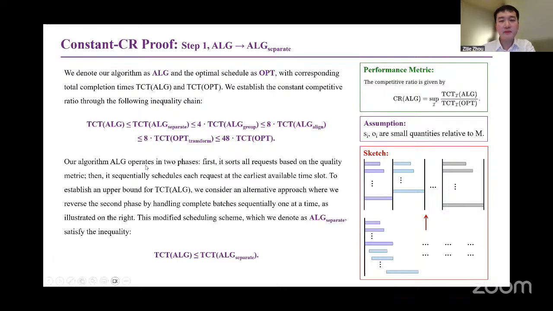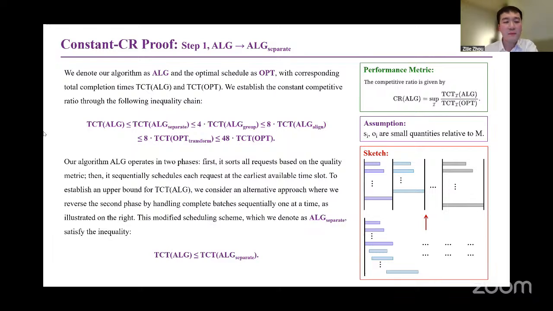Okay, so let me quickly introduce this constant competitive ratio proof. It is a very complicated proof, and I don't think I can explain it clearly within just 10 to 20 minutes, so let me give some very high-level ideas. In our paper, we have a very detailed and rigorous proof. Mainly we use combinatorial optimization ideas. We find alternative schedules compared to our schedule, bound their total completion time, and then find a way to compare with the OPT solved by integer programming.